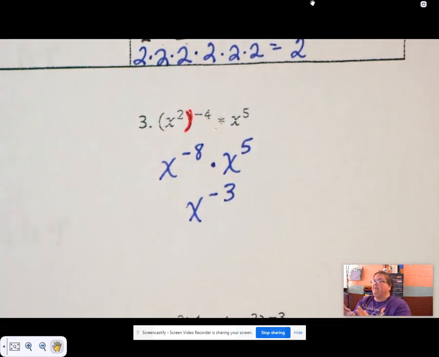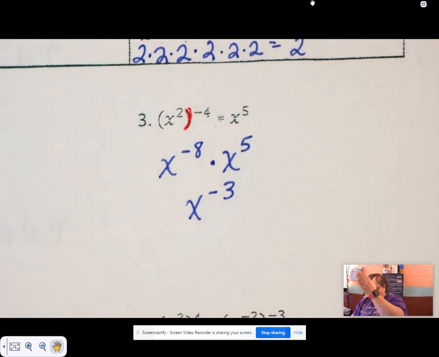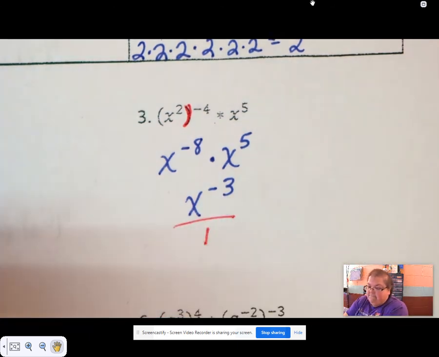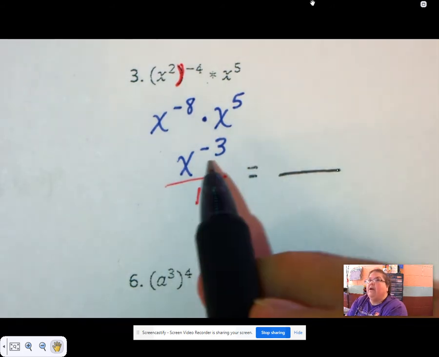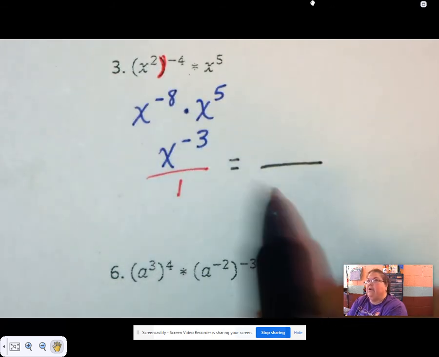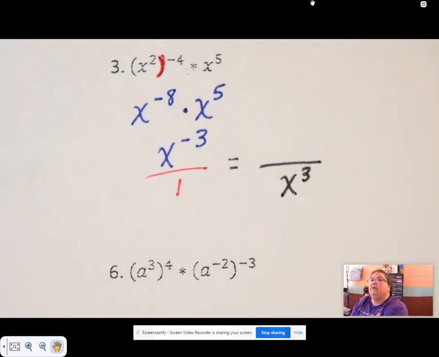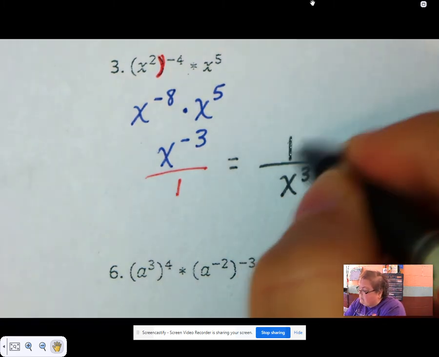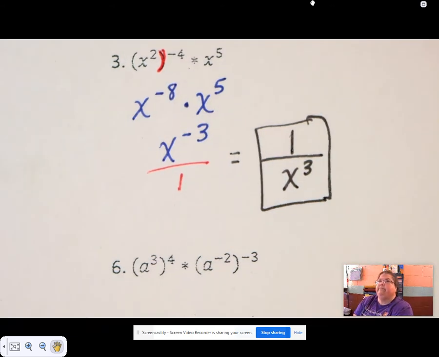Now that it's completely simplified, take care of that negative 3. We have to make it what? A fraction. If I have a negative exponent, it's got to move. Where's this moving to? To the denominator. It's in the numerator now, and it's got to move to the denominator. And now it's a positive 3. What goes on top? Excellent. If it doesn't have a numerator, give it 1. Very good. Questions?